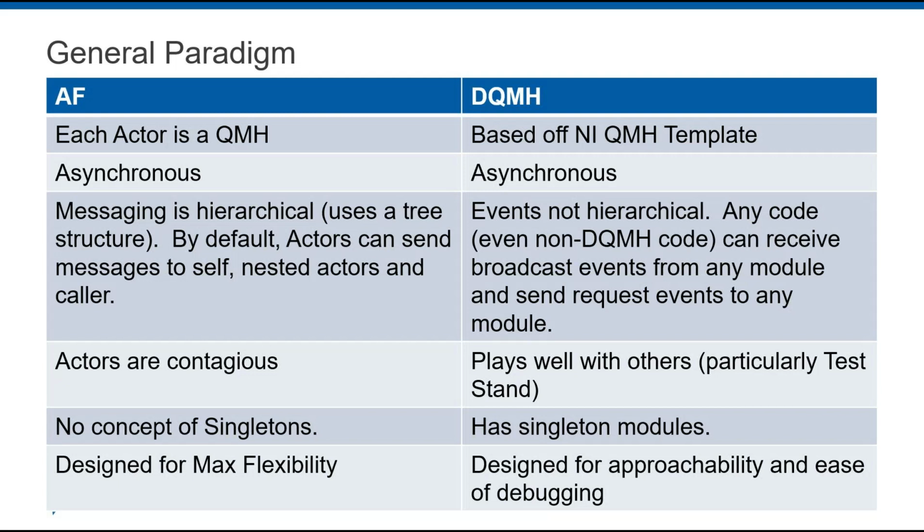And again, at the bottom, I probably should put that one at the top, right? Actor Framework is designed for maximum flexibility versus DQMH is designed for approachability. And in the DQMH template, all the modules are asynchronous, although they both have some stuff built into them to do call and response messages. I would say it's a little bit better defined and supported in DQMH than in Actor Framework, but it's certainly possible. Events are not hierarchical, right? So there's no tree in DQMH. Everything's a tier, which presents some of its own problems, but also makes certain things easier.